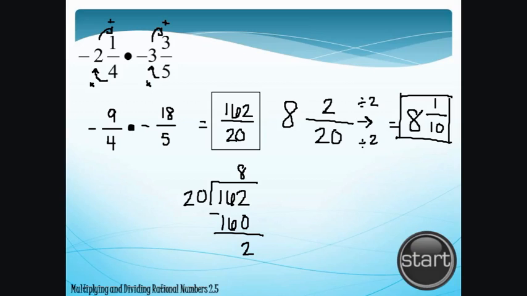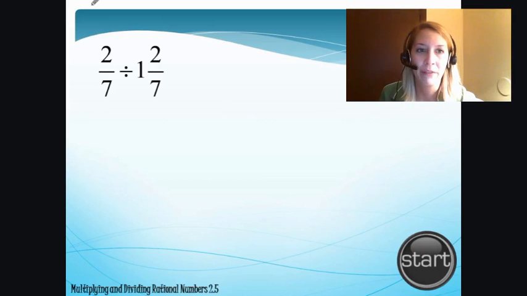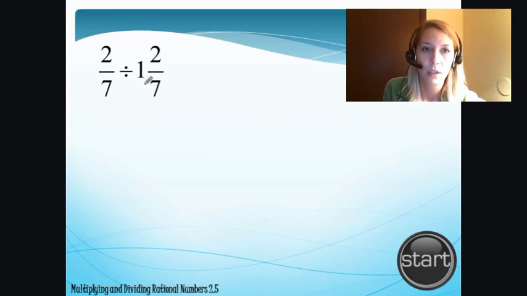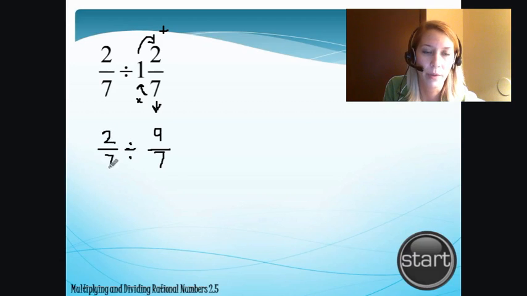Let's take a look at what dividing rational numbers would look like. In this problem, we have 2/7, which is being divided by 1 and 2/7. My first step is to change this mixed number into an improper fraction. My denominator stays the same, which is 7. I'm going to multiply my denominator by my whole number, which is 7, and add my numerator, which is 2, giving me 9. I'm going to drop down the rest of my problem. My operation is division, and there we go.